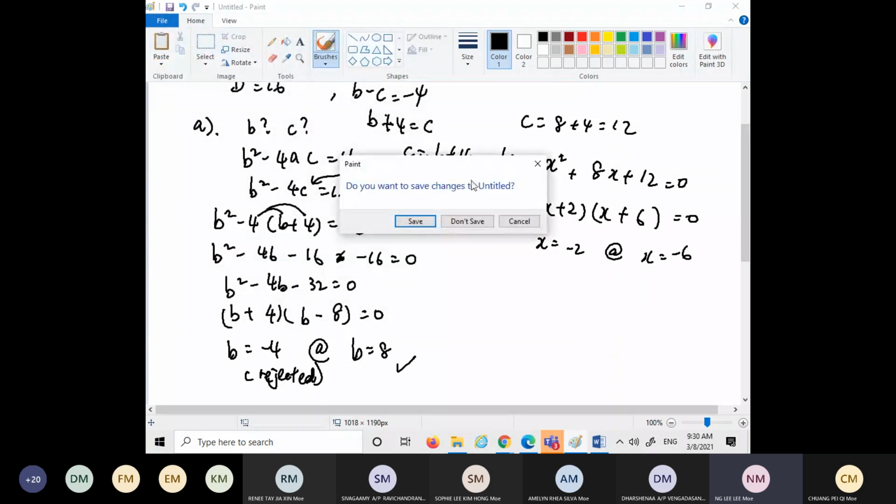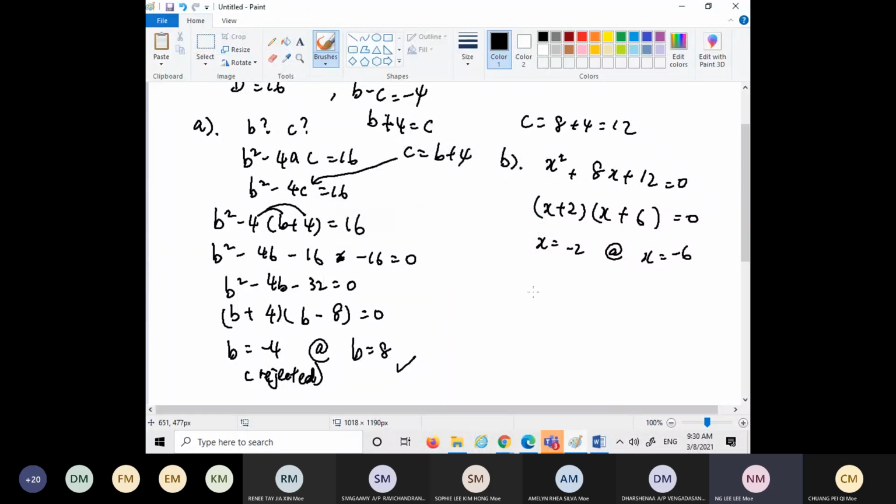Teacher, may I know why they ask for corresponding roots but not roots only? Okay, the word corresponding means the roots that match your answer for B equals to 8 and C equals to 12. If they don't put the word corresponding, it actually means the same thing lah. Okay or not? Okay, teacher. Okay, thank you. So now we continue.